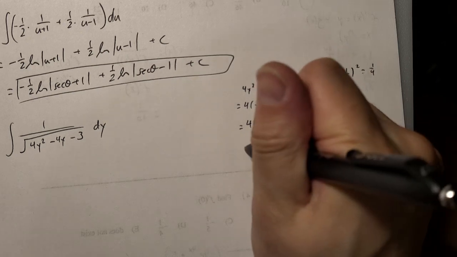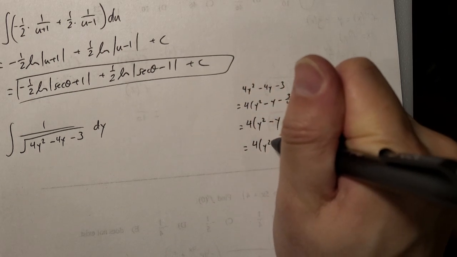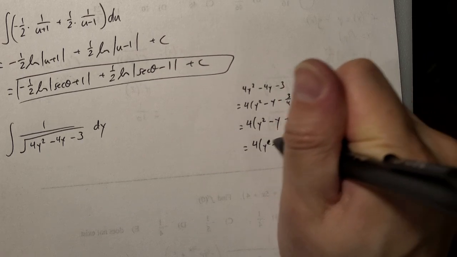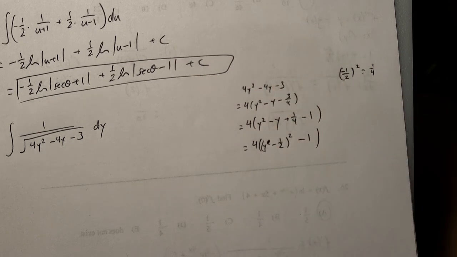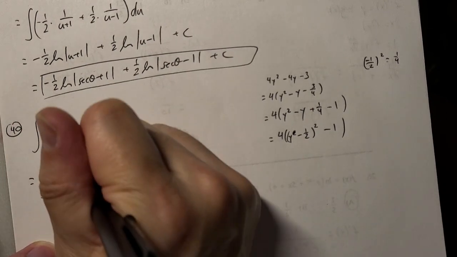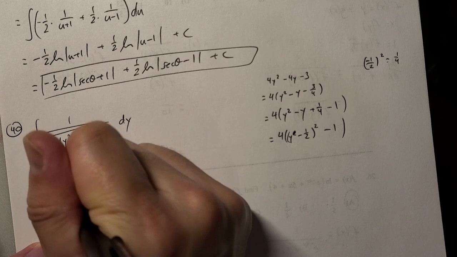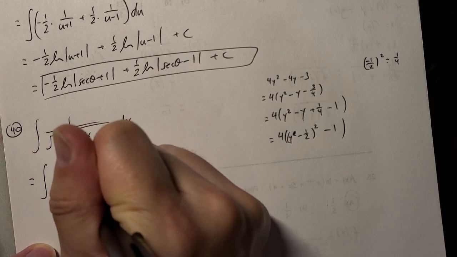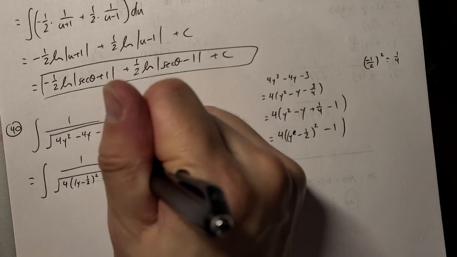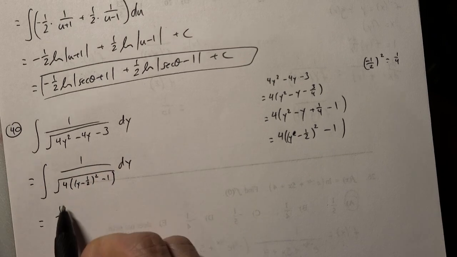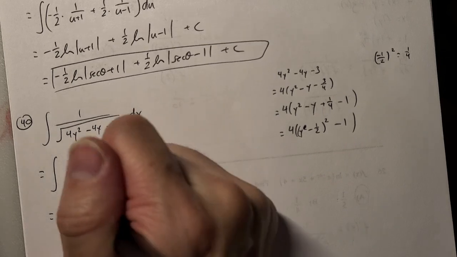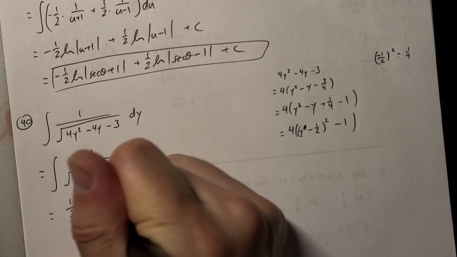Okay, so we can now write this as 4 times (y minus 1/2) squared minus 1. Let me write it over here now. Integral 1 over square root of 4 times (y minus 1/2) squared minus 1. Actually, we can pull out a 1/2, because the square root of 4 is 2, so I can pull the 1/2 out as a constant. So let me do that.